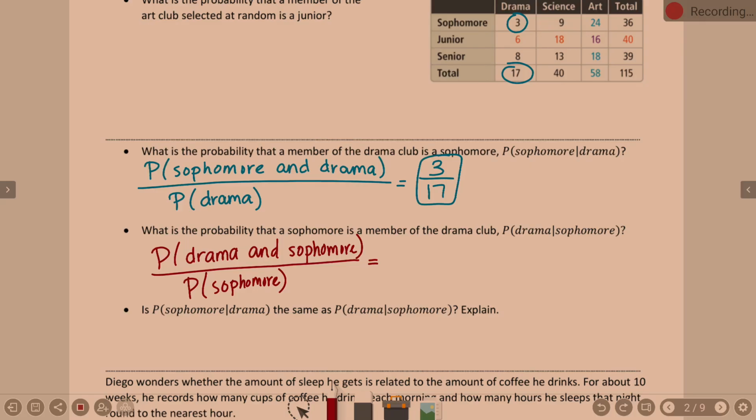When I say probability of being a drama student and a sophomore, basically, how many students are in drama and sophomores? And that is what? Still 3. Didn't change. Over, probably the student is a sophomore. How many sophomores do we have? 36. And what do you know about 3 over 36? It reduces to be 1/12.